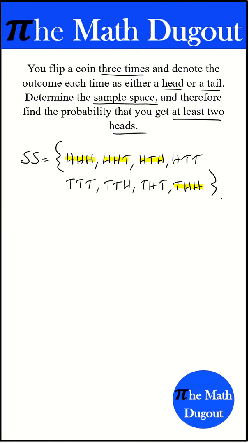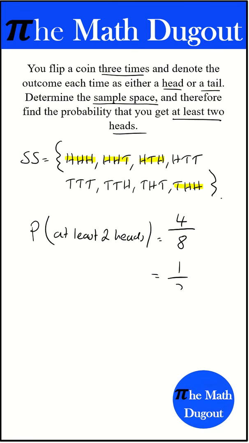So I can say that the probability of at least 2 heads, well, that is equal to, I've got 4 highlighted there out of a possible 8, and that fraction simplifies down quite nicely to 1 in 2.